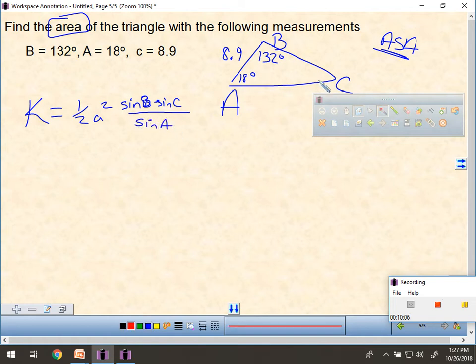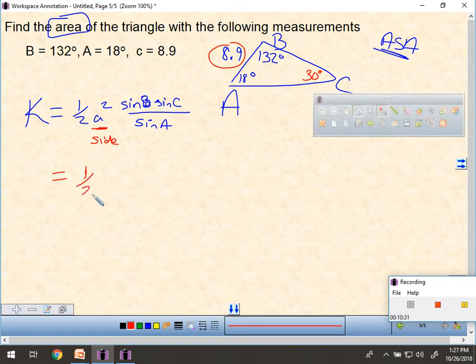Well, you can find that missing angle really quickly, because all you've got to do is add 132 degrees plus 18 degrees and subtract that from 180. That gives me this angle is 30 degrees. Now, the only thing that I remember people missing on it is writing this out in the formula. Remember, this represents my side. Well, the only side I give you is 8.9.